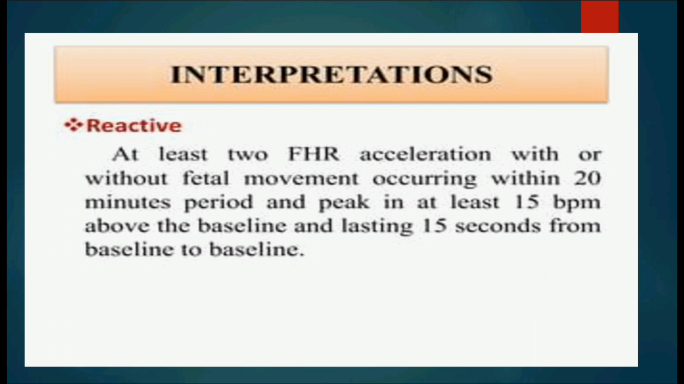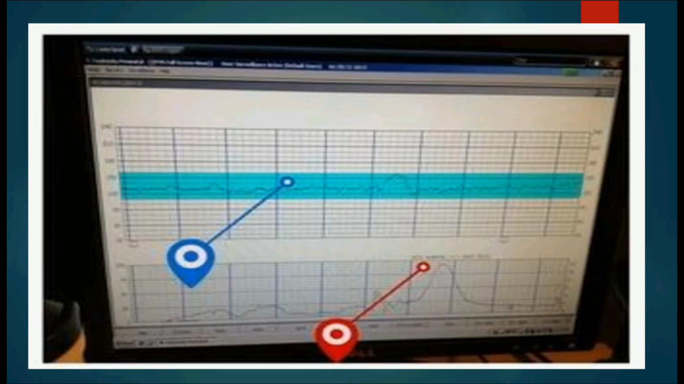Now, how do we interpret the NST result? We interpret it in two sections, reactive or non-reactive NST. In reactive NST, there are at least 2 FHR accelerations, with or without any fetal movement, occurring within the 20-minute period, peaking at least 15 beats per minute above the baseline, and lasting for 15 seconds from the baseline. We consider it as a reactive interpretation.